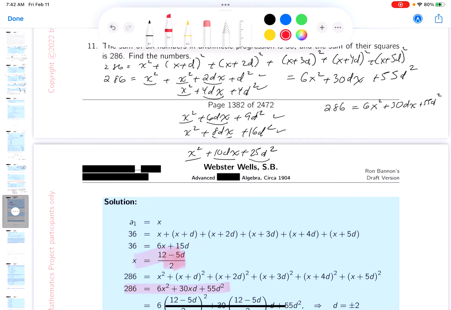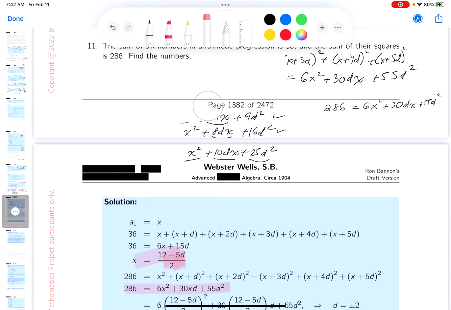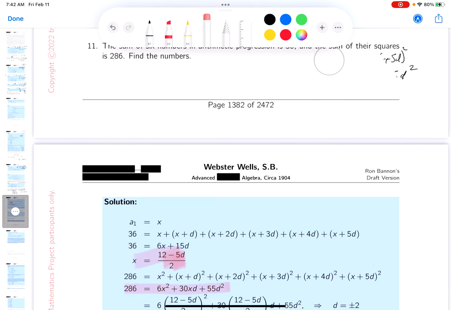286 is 6x squared plus 30dx plus 55d squared. So I'm kind of moving along, and by moving along, you definitely want to continue. I mean, it isn't like, oh, I'll stop now and call it a day. It might be a tough day, but you want to go forward on it. All right? So I got two things, and I'm pretty comfortable with that. And again, I'm just going through it.